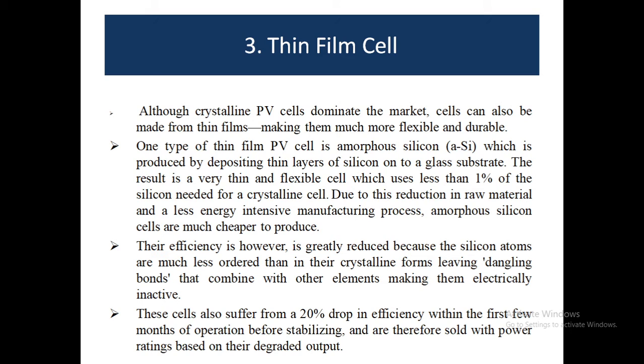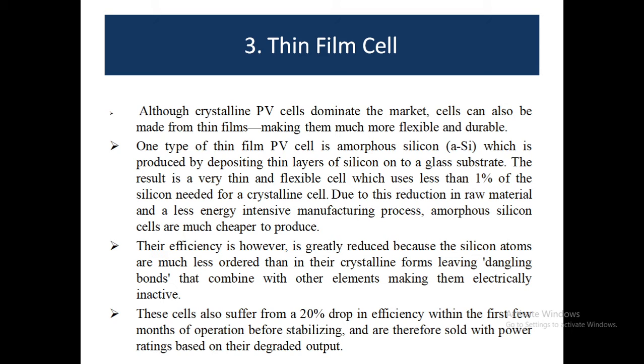Hence, this reduction in raw material and the less energy intensive manufacturing process make these cells easier to produce and much cheaper also. But their efficiency is reduced because silicon atoms are much less ordered than in the crystalline form, leaving dangling bonds that combine with other elements, making them electrically inactive. So these cells suffer a 20% drop in efficiency within the first few months of operation before they are stabilized, and then sold with power ratings based upon their degraded output.